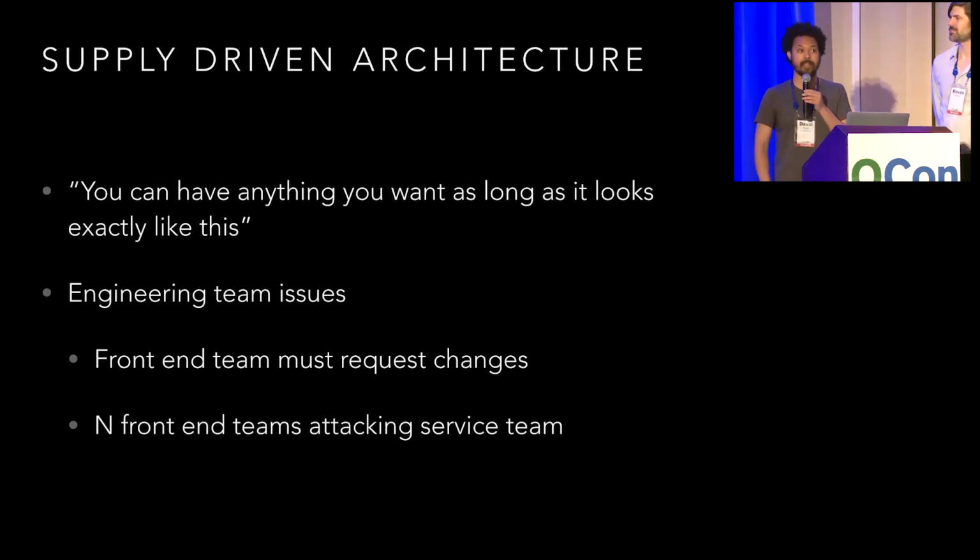Because basically the way these systems work is that somebody says, this is what our endpoint has. So basically you can have anything you want as long as it looks exactly like what we've guessed all clients in the future will need, which is not going to work. And then you have engineering team issues. People are so stuck to the way that they're doing it, they don't really think about, oh, most of our problems are arising from this architecture that we've chosen, right?